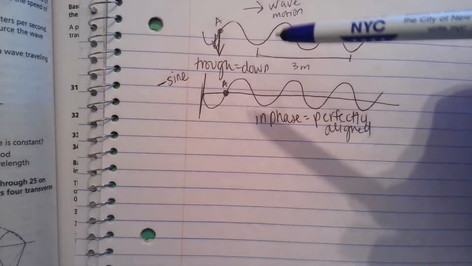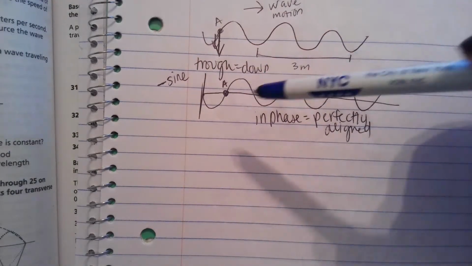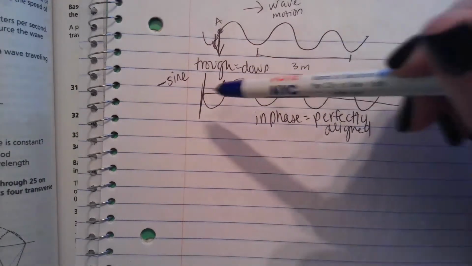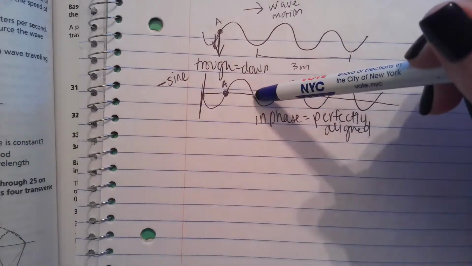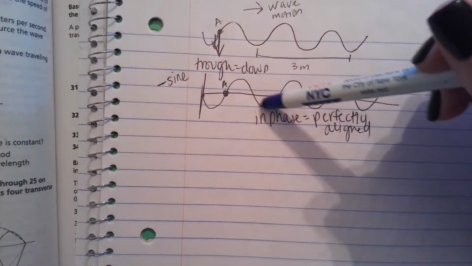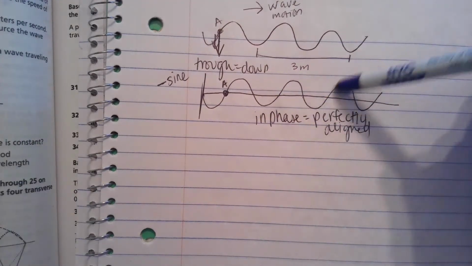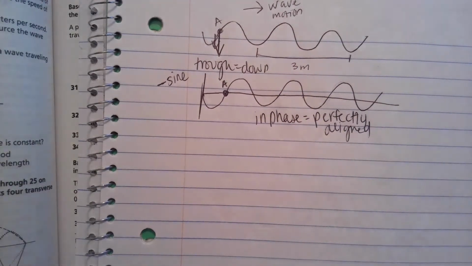So if I were to trace this wave, because I want a 0 degrees phase difference, this is one cycle, then another cycle, then another cycle. I'm trying to think of the best way to explain this.